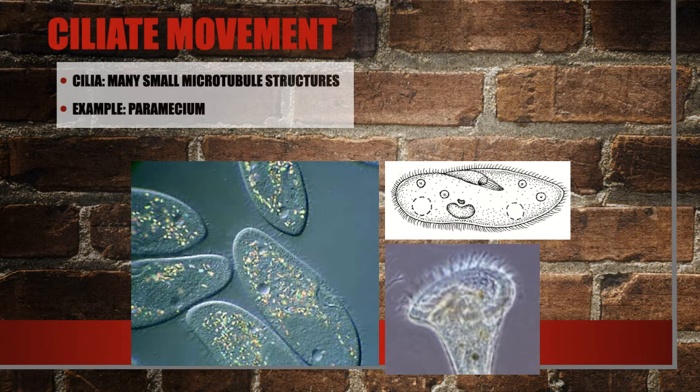It can be very hard to see. You see this little slit in the top of this one? That's called the oral groove. So they beat these little hairs, little cilia, and they will push bacteria down inside of this to consume.